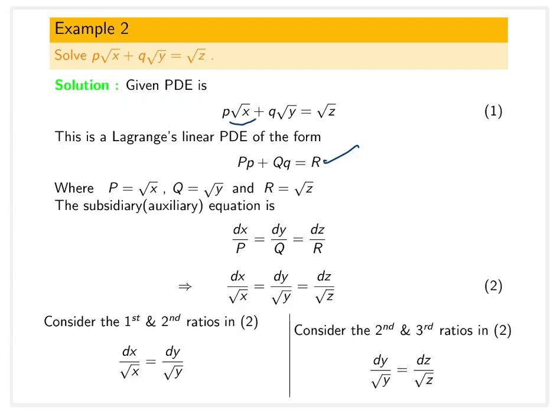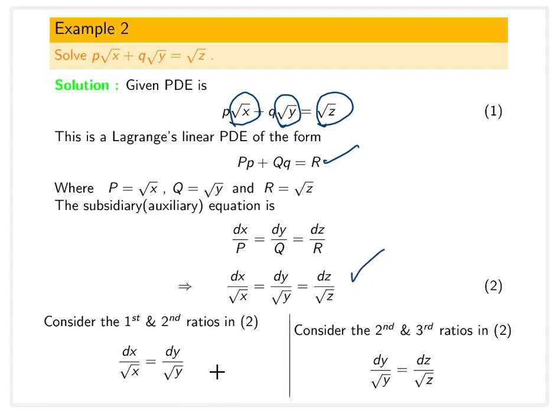Our coefficient of small p is capital P, therefore capital P is equal to root x. Similarly, the coefficient of small q is capital Q, therefore root y is capital Q, and the right-hand side is capital R, so capital R is equal to root z. Replacing P, Q, R in the subsidiary equation, we can get this.